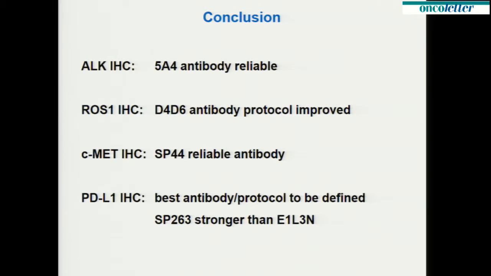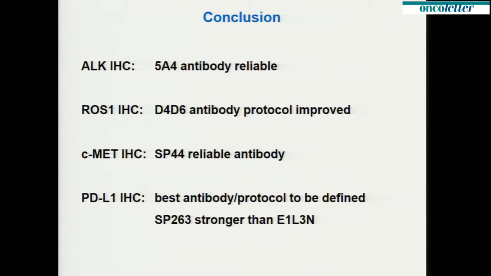So the first conclusion, shortly, is that for the IHC markers, for ALK we have a reliable antibody. For ROS1 it is more difficult, but the protocol has been improved. For c-MET, SP44 is also reliable, and for PD-L1, the best antibody still needs to be defined.